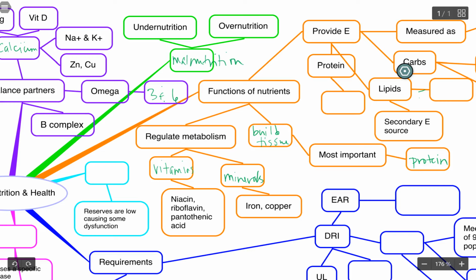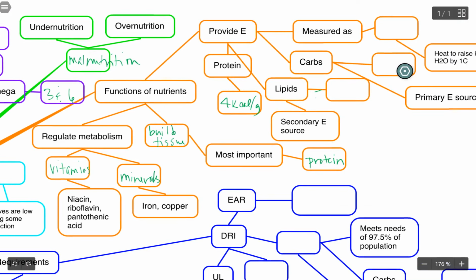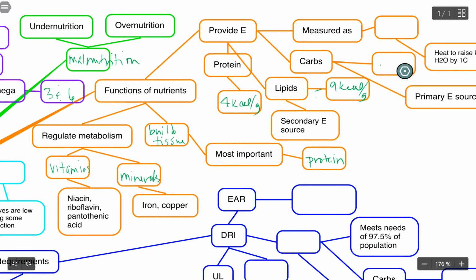And then several are also able to form energy. So we have protein, carbs, and lipids. Protein provides 4 kilocalories per gram. Lipids, which is our secondary source of energy, will provide 9 kilocalories per gram since it's highly reduced. Carbs, which is our primary source of energy, will provide 4 kilocalories per gram. And all of this heat is measured as calories, which is the heat necessary to raise 1 kilogram of water by 1 degree C. So it's kilocalories, or calorie with big C.